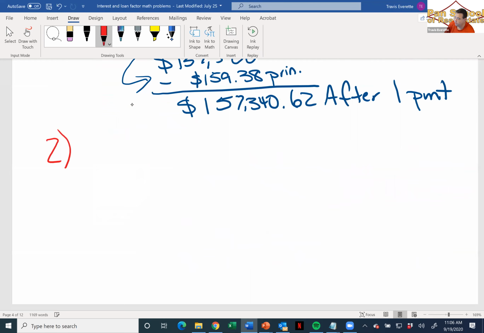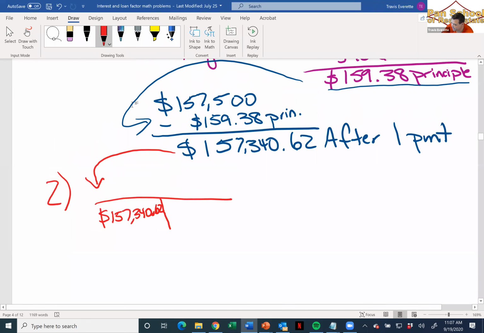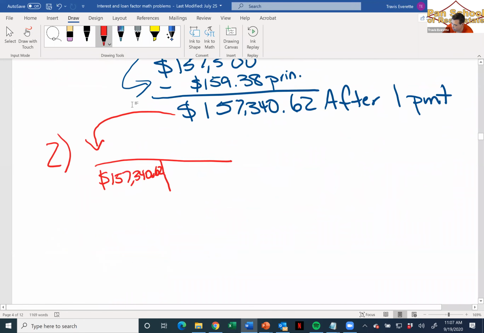Aren't we starting with a new loan balance? Payment number 2 starts with us owing $157,340. Does that make sense for everybody? Yeah. So when we calculate the interest on payment number 2, we're going to start at $157,340.62 because we owe less this month. Still at the same interest rate, which is 4.5%.